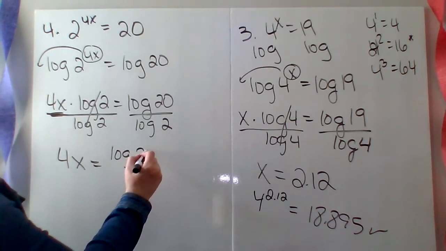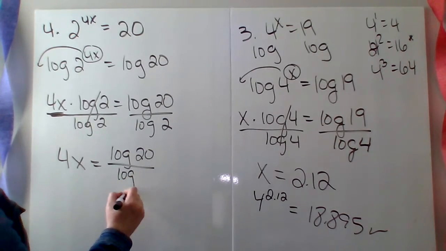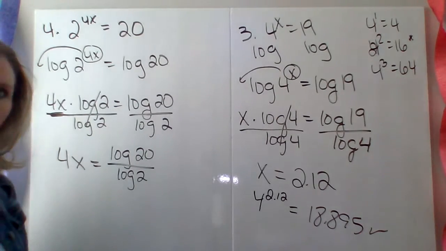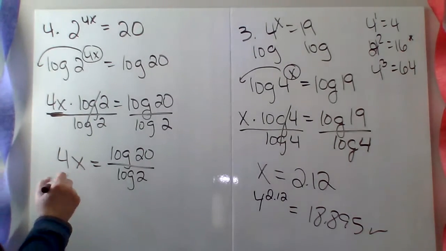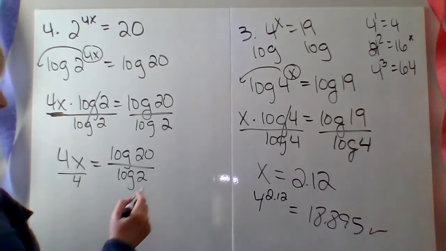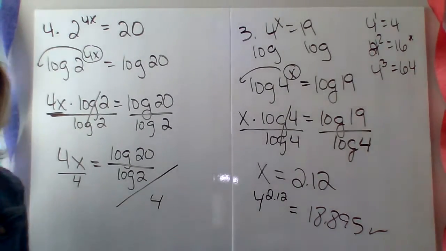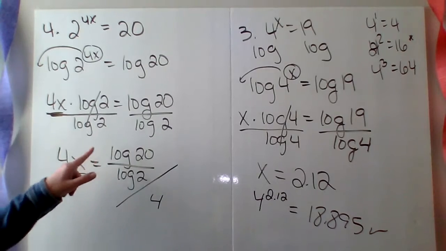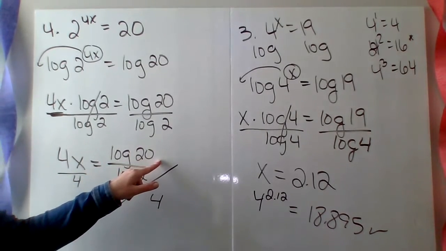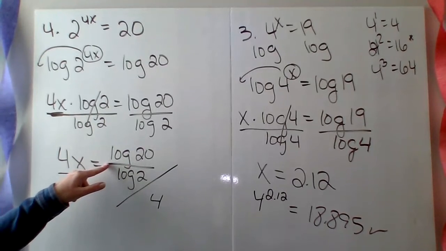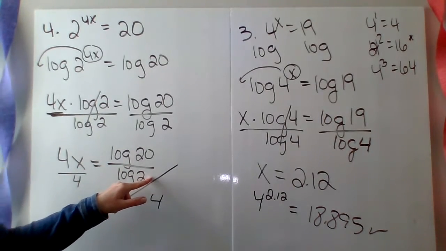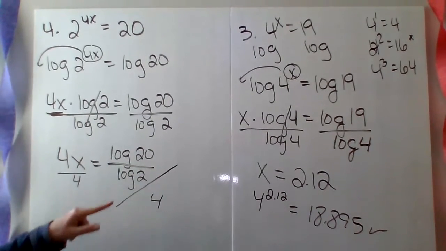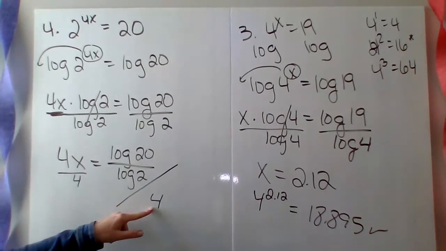So 4x equals log 20 divided by log 2. Into your calculator, and then to solve for x, you're going to divide both sides by 4. So you're going to take that answer then and divide it by 4, and that's going to be your final answer. So in your calculator, here's what you need to do. Log 20, close parentheses, divided by log 2, close parentheses, hit enter now. Don't change your calculator, just leave it as is. Divide, 4, enter.